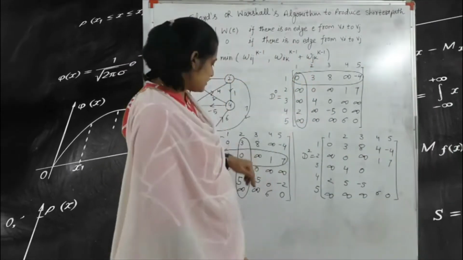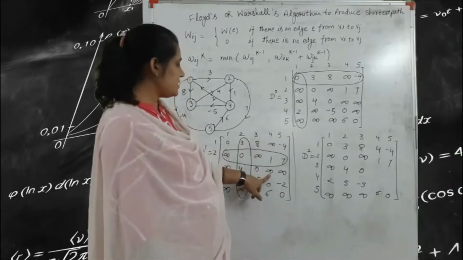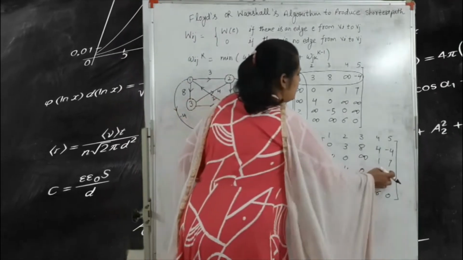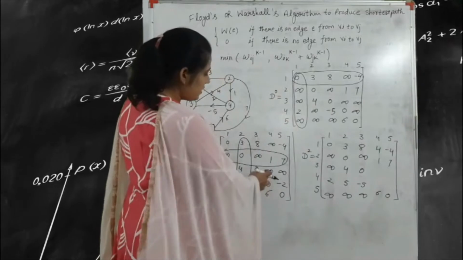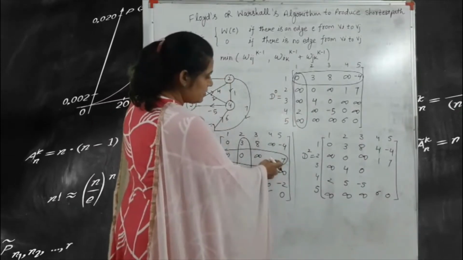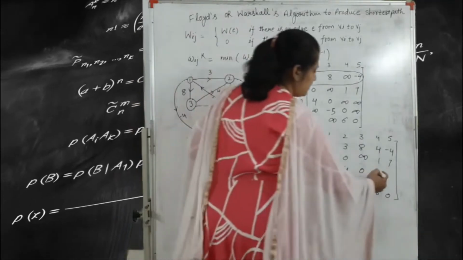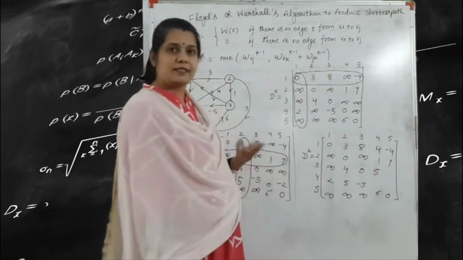Got it? Next one is 0. Okay, so 0 we write as it is. Next one is this infinite value. Both values are infinite. According to this infinite, you check the highlighted row is 1 and the highlighted column is 4. So 4 plus 1 is equal to 5 and 5 is less than infinite.